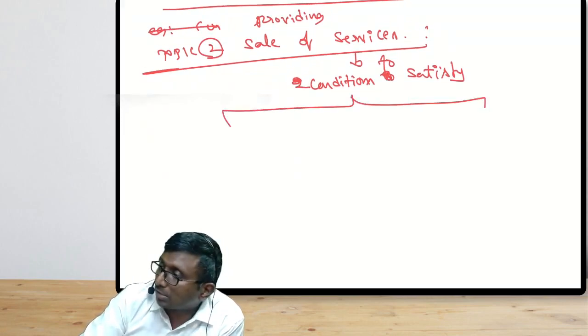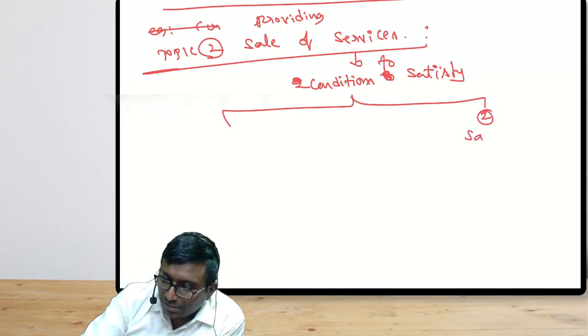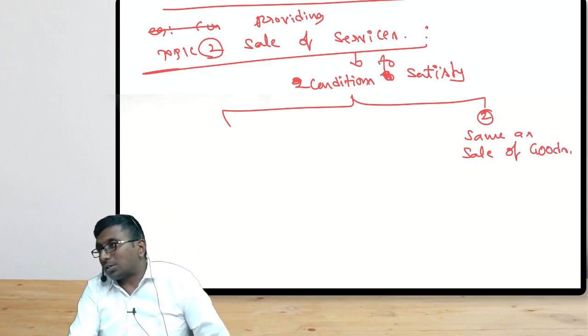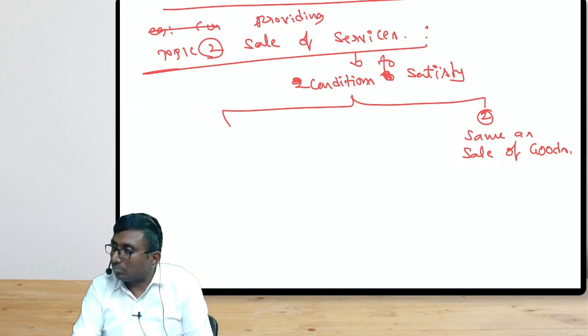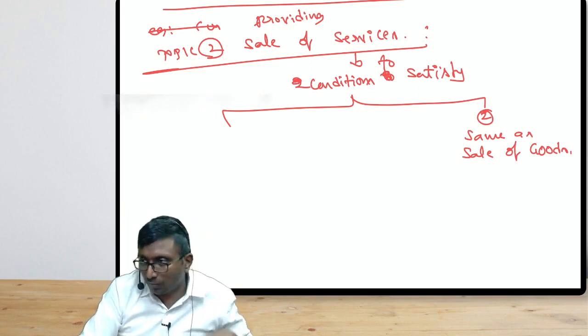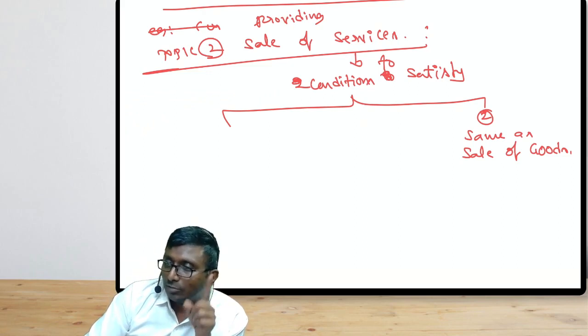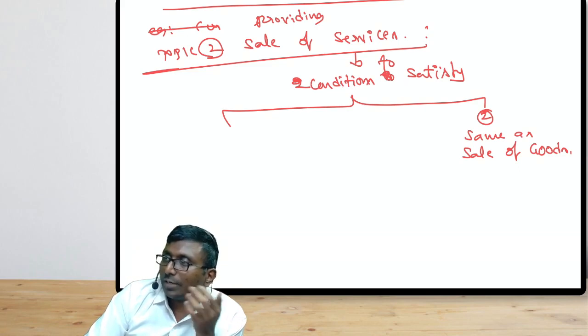The second condition is the same as sale of goods. For your information, even for interest income the second condition is the same. For royalty also the same. For dividend also the same. Once you learn the second condition, it is sufficient. You don't need to learn it every time. Shall we go ahead?